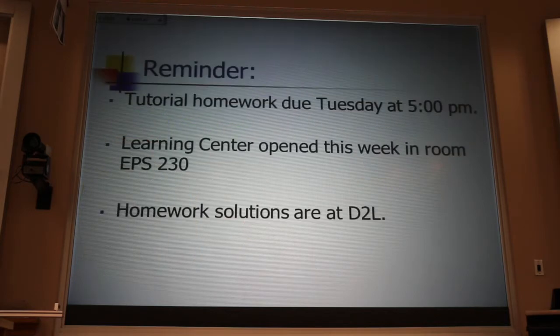Okay? Now, the tutorial homework for this week's tutorial is due next Tuesday. You'll turn it in on the second floor in the atrium. There's a big open area with large windows. Below those windows there are boxes with your TA's name on it. Just throw your homework in there.